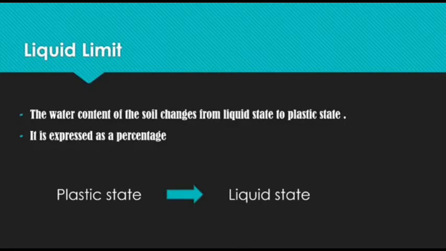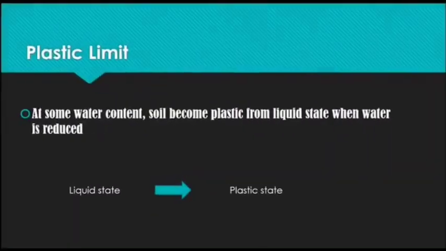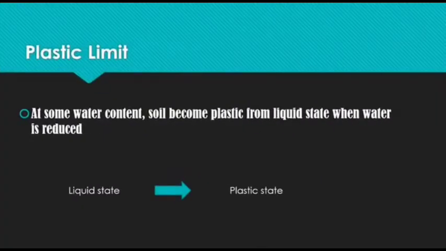Liquid limit is defined as the water content at which soil changes from liquid state to plastic state, and it is expressed as a percentage. It can be determined by Casagrande's apparatus or cone penetration test. Plastic limit is the water content at which soil becomes plastic from liquid state when water is reduced.